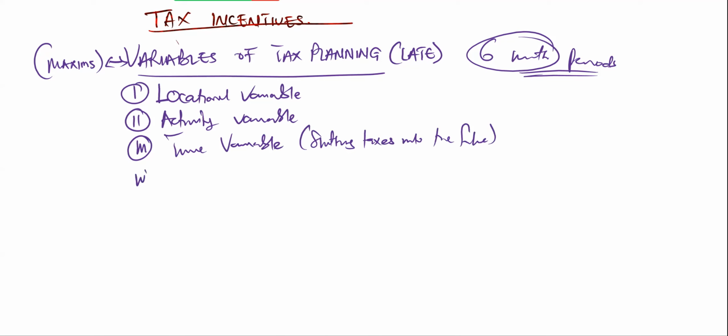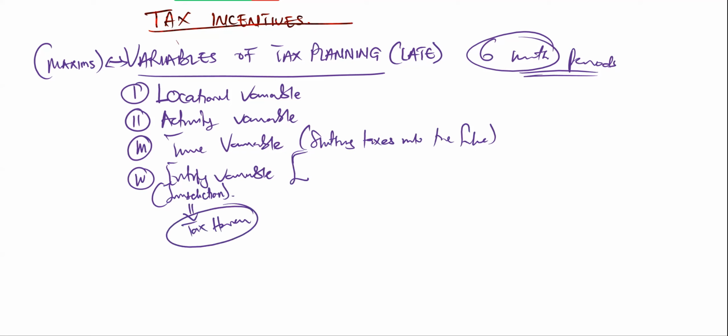And then we finally look at the entity variable. The entity variable tells us what kind of entity I should go with that has minimal tax exposure. Sometimes we call it the jurisdiction variable, meaning that you look at the tax jurisdiction that has the lowest tax. We can even consider the use of tax havens here. Which country can I send or defer my taxes to, which has low or no tax?